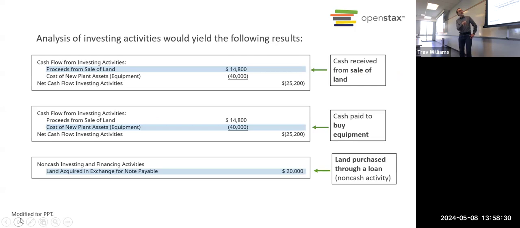So we see the money we got from selling the land. We see the $40,000 we paid for new equipment. And that's the net impact of those investing activities on cash. And then the non-cash activity, again, is listed separately. So the investing section is usually not that hard. What gets a little bit tricky is just remembering what goes in the investing section. Because again, it's both investments in other companies and investment in our own company.